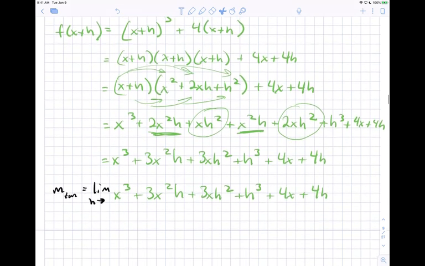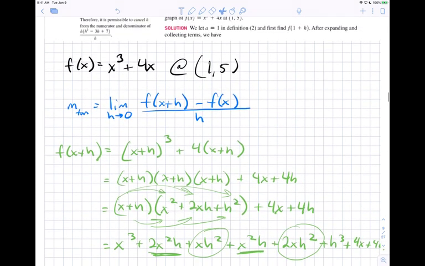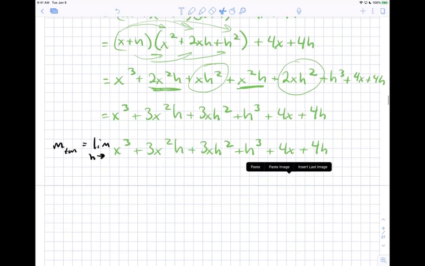Minus f of x. So we want to say it's going to be minus x cubed minus 4x. That's what we need to introduce. Let's just cut that and paste it right there. Just had enough space. Okay. So that was the part that we needed to add. We're going to say all divided by h.